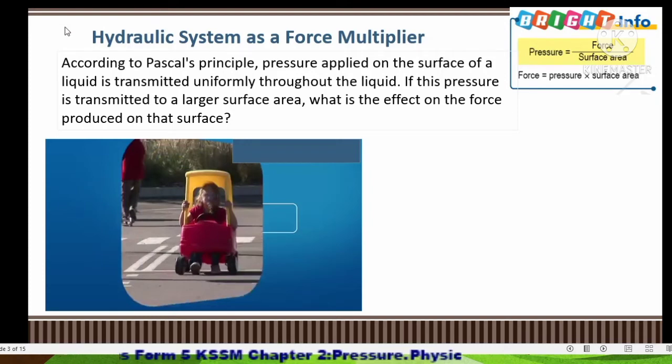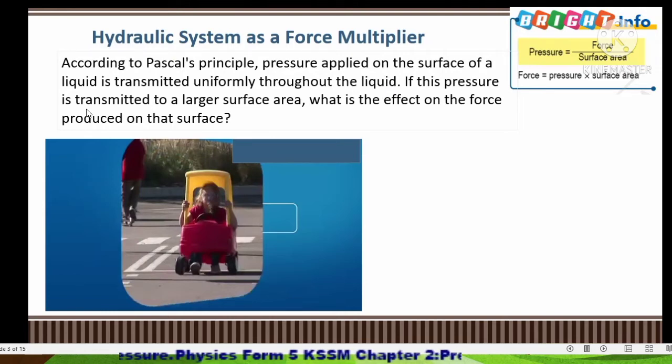The system that applies Pascal principle is the hydraulic system. Hydraulic system is also known as force multiplier, meaning it will multiply the force applied to produce higher or greater force. That's why we call it force multiplier. According to Pascal principle, pressure applied on the surface of liquid is transmitted uniformly throughout the liquid. So you need to memorize. You must be able to state this Pascal principle.